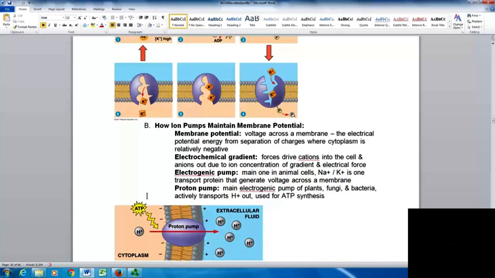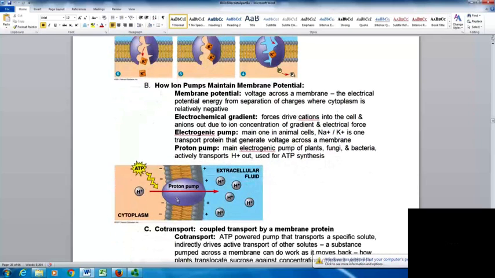This will create an electrochemical gradient. It's a force that drives the cations into the cell and forces the anions out due to the concentration gradient and electrical force. So an electrogenic pump is one that maintains one of the main ones in animal cells that is going to move sodium and potassium, and it will generate the voltage across the membrane.